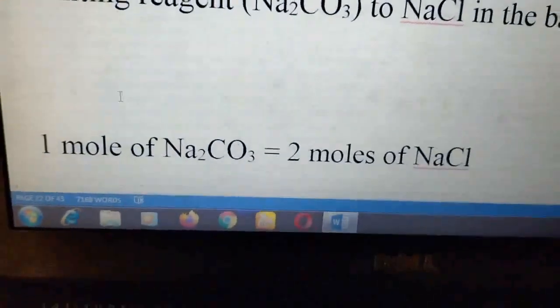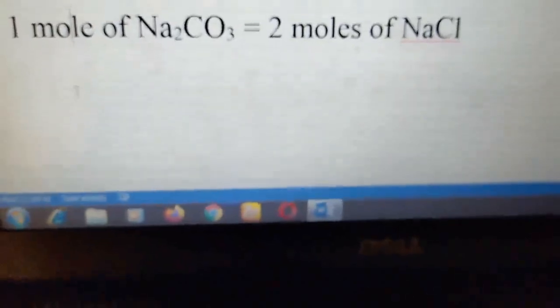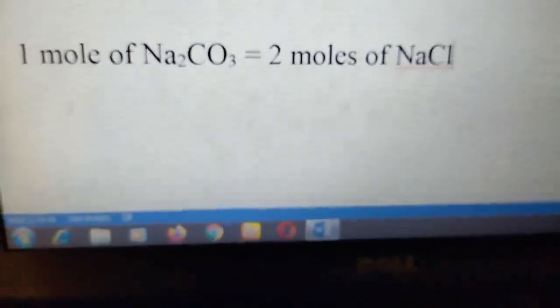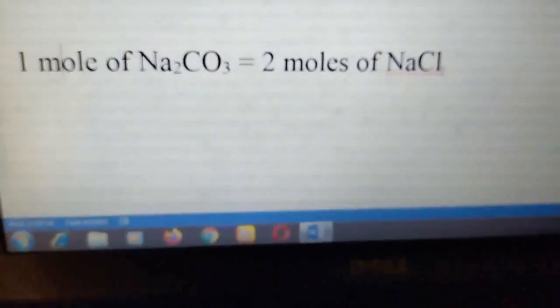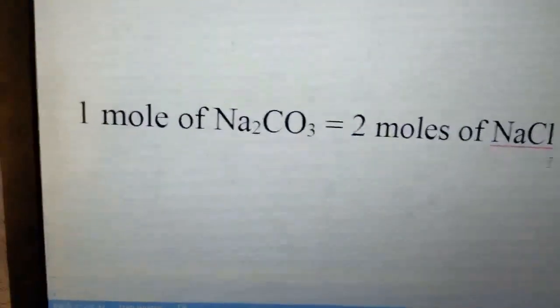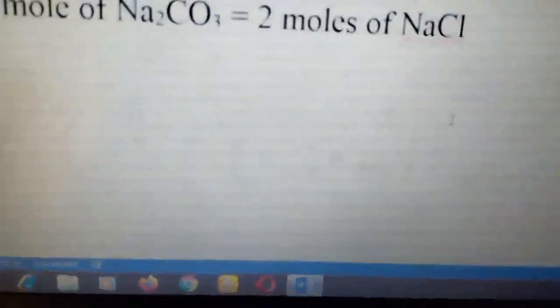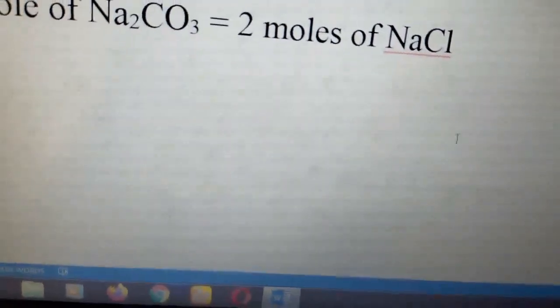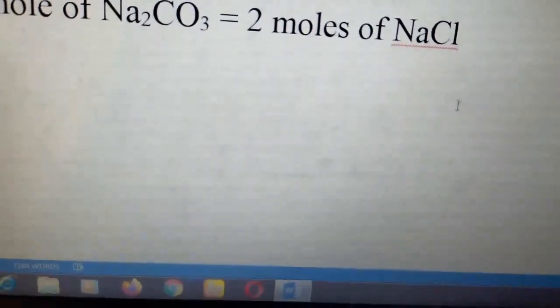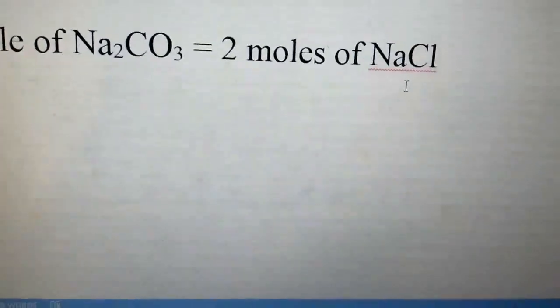So we'll now change the 1 mole of the carbonate to molar mass. We know in chemistry that 1 mole of a substance is the same thing as the molecular mass. So 1 mole of carbonate is the same thing as the molar mass, which is 106 grams of carbonate. And then 1 mole of sodium chloride has a molecular mass of 58.5 when calculated with atomic masses. But there are 2 moles here.